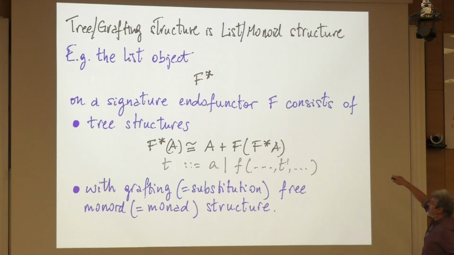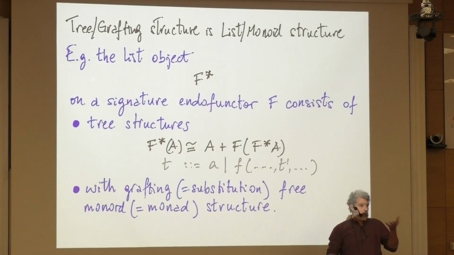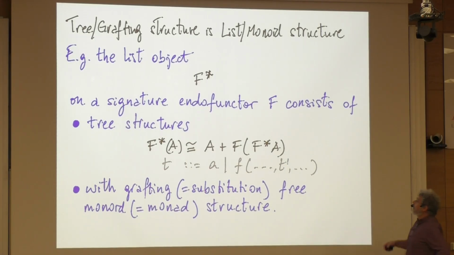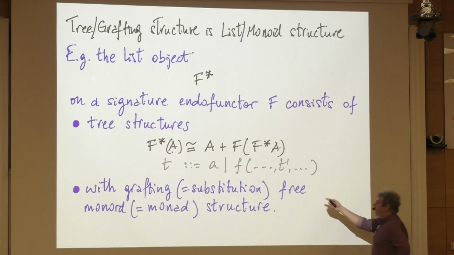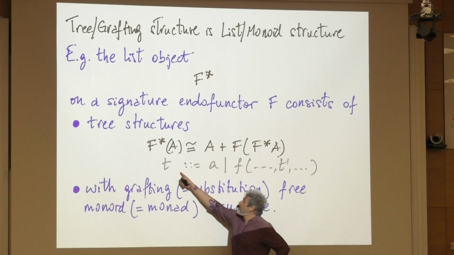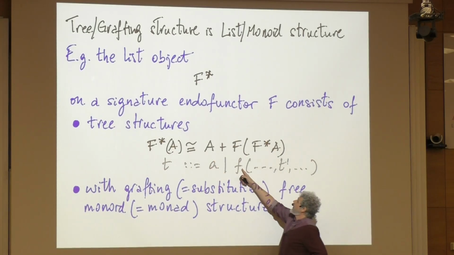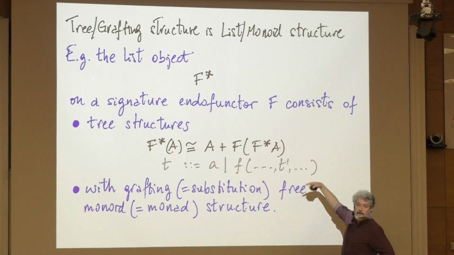Here is an intuitive way to see that. Think of F as an endofunctor, say on sets, for some signature of operators, say of finite arity. If you look at the free monad on it, or the least fixed point of it, you see that this exactly describes some kind of tree structure. So a term is either something that comes from your variables, or is an operator applied to, again, terms.